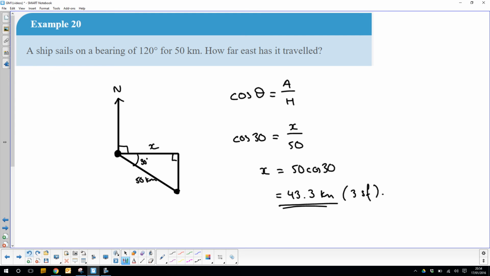But have a look at the exercise. If you've got bits and pieces that you're struggling with, let me know, okay? But diagram, bearings always measured from north in a clockwise direction. 90 for east, 180 for south, 270 for west, 360 of course takes you back to north.